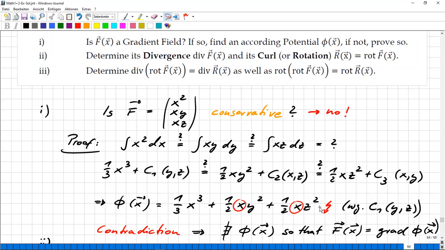For a simple reason, because now it's easy also to check it. Take this term and now take the partial derivative for x. So you get your x squared, which you need here to be the first component of the vector field, but differentiating this one for x, you would also get the factor of 1/2 y squared. And 1/2 times y squared is not inside the first component of the vector field. So this is a contradiction.